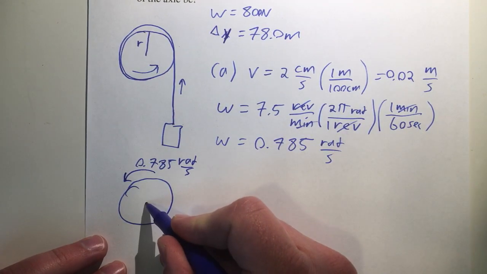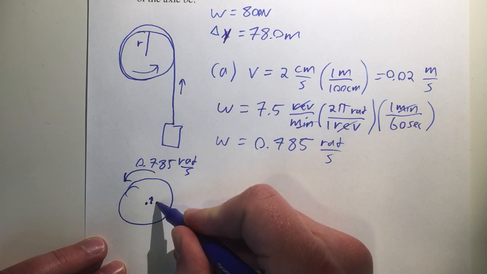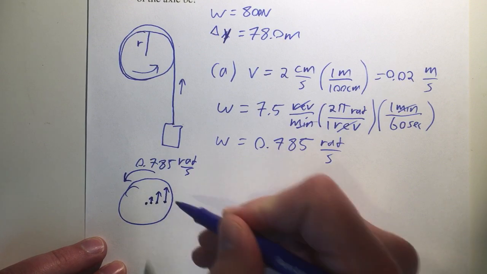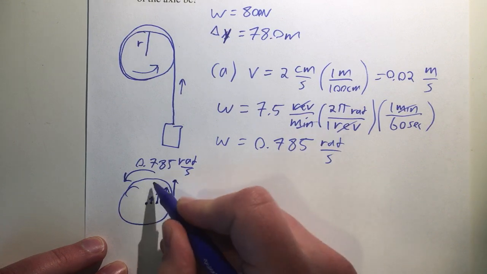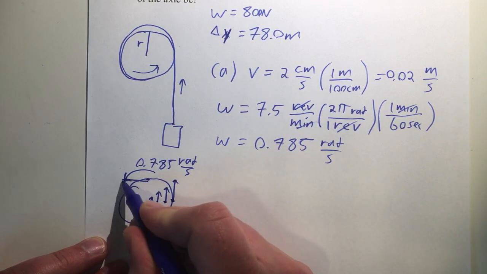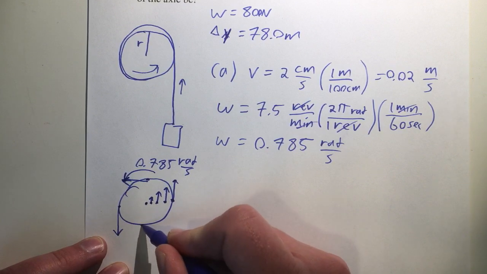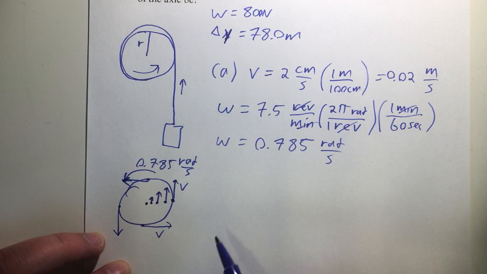The middle of the cylinder isn't going to be moving at all. A location here is going to have some velocity in this direction. A location here is going to be moving a little bit faster. A location here is going to be moving even faster. And right on the rim, there's going to be some velocity, right? And everywhere on the rim is going to have that same velocity. Right? And so that's what we want to find.